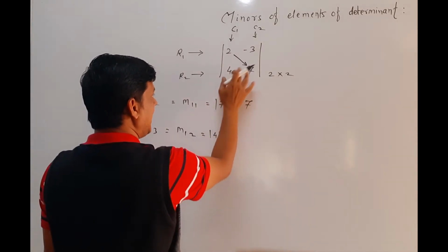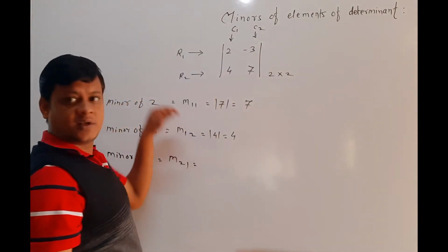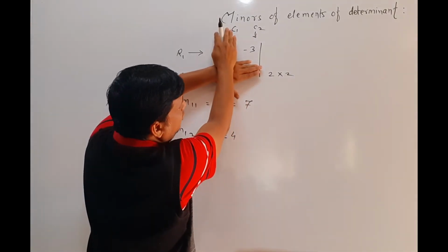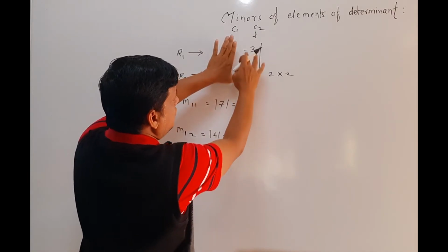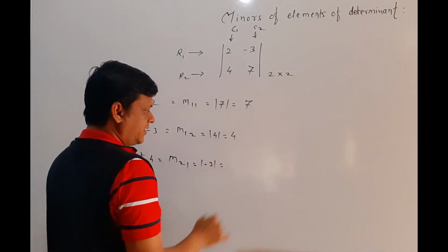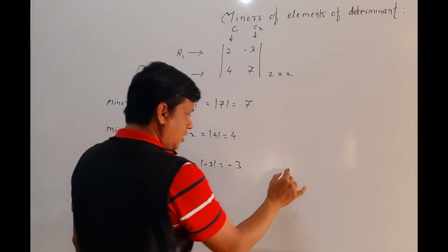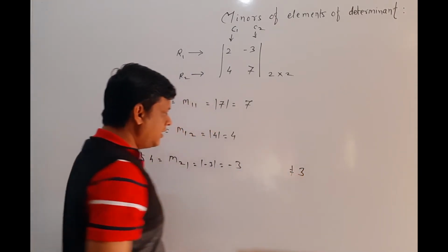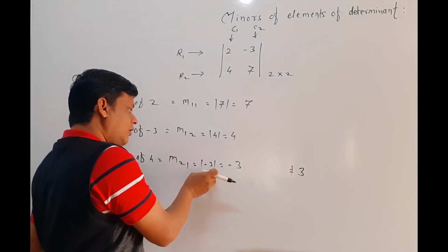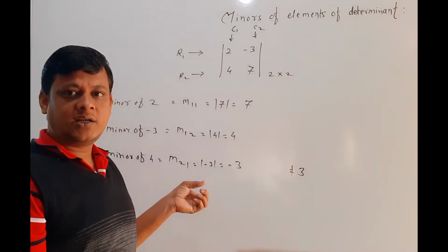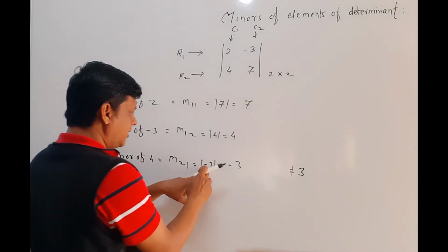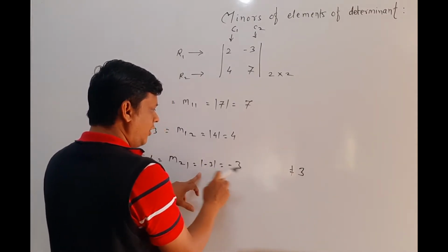Now this 4 lies in the second row, so we have to skip the second row. This 4 lies in the first column, so we have to skip the first column. So the remaining element is -3. So we write the determinant of -3, which equals -3, not equals 3. This is not absolute value. We calculate the determinant, so write the value. If there is a single value in a determinant, that value is the value of that determinant. So we write -3 as the value of the determinant of -3.